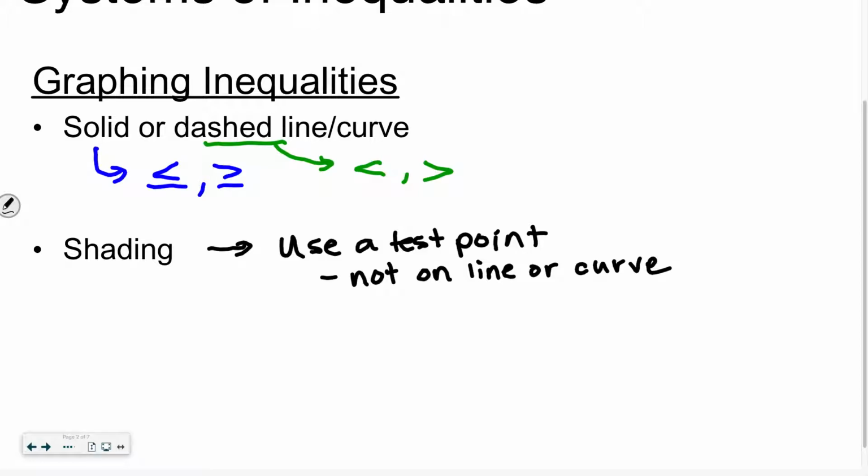Okay, so if my line or curve doesn't pass through 0, 0, I almost always use 0, 0. If my line or curve passes through 0, 0, and we'll see this in one of our examples, I choose something that's definitely not close to my line or curve, like negative 100, negative 100. And that would tell you whether you shade on that side or not. Okay. So there are two outcomes when you use your test point. You sub it in to the inequality and you see what the inequality says. If the inequality is true, the point is shaded.